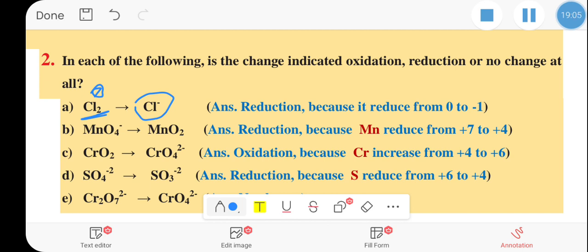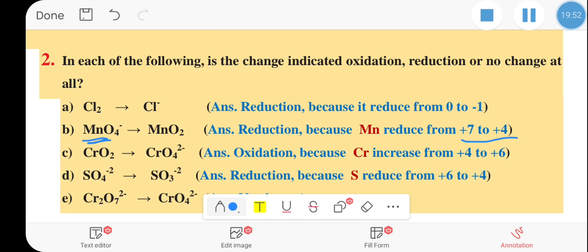Coming to the permanganate ion, we need to do a calculation. On the reactant side it is +7, on the product side it is +4. Therefore, in the reactant side the oxidation number of manganese is +7 and in the product side the oxidation number of manganese is +4. Therefore this reaction is a reduction reaction: manganese reduced from +7 to +4.